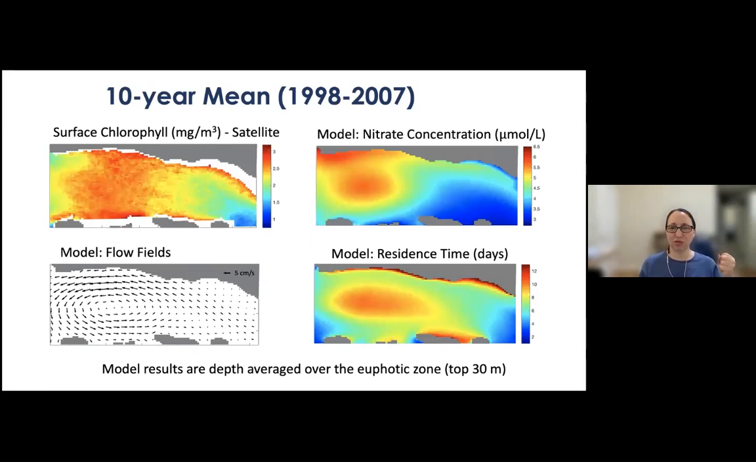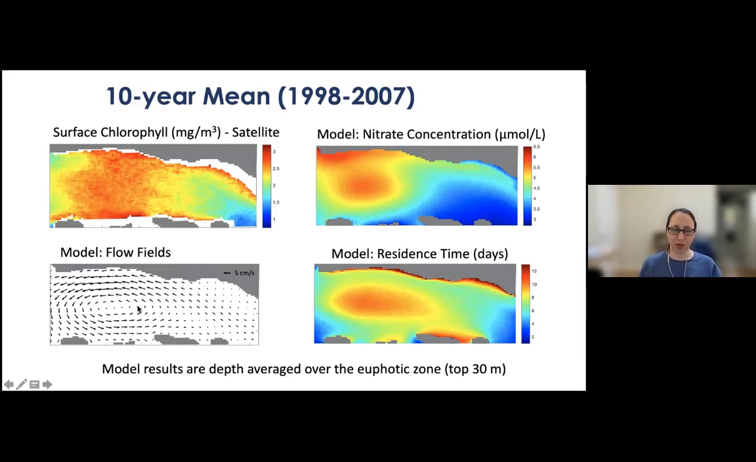So here's the first set of results, and these are just a long-term average. To give an overview, the top left is surface chlorophyll from the satellite data averaged over the 10 years of our study. I've removed the very nearshore values because I looked at multiple data sets and there are a lot of discrepancies in the nearshore. So basically I'm looking at the offshore, the deepest part of the channel.